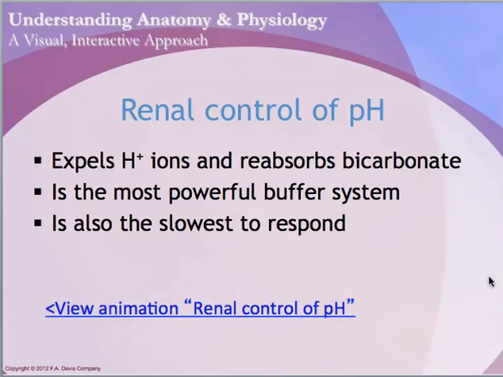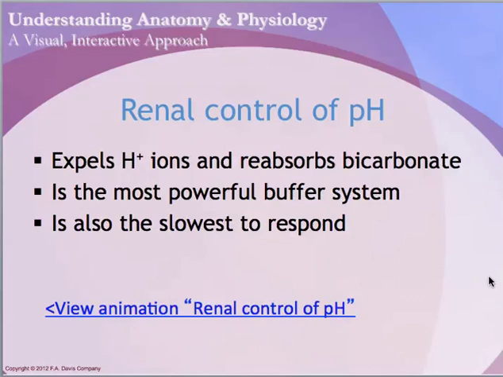For pH control from the renal standpoint, we can tell the kidneys to get rid of hydrogen ions and reabsorb more bicarbonate. So we're going to get rid of more hydrogen ions, which is going to decrease the acidity or increase the pH, and reabsorb more bicarbonate ions, which are basic or alkaline, and again, increase the pH. The renal system is the most powerful buffer system, but it's also the slowest to respond.